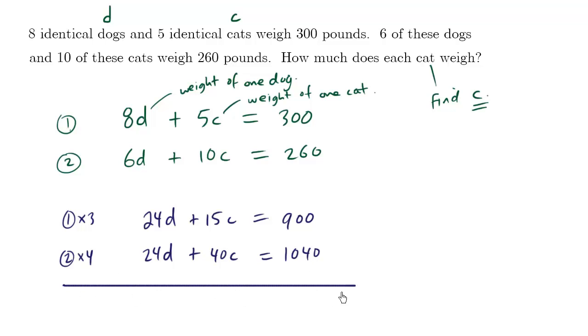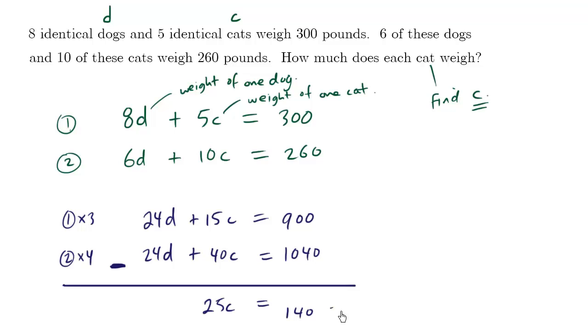And what we're going to do is subtract. It doesn't really matter if you subtract top minus bottom or bottom minus top. But I can see that if I do top minus bottom, I'm going to end up with negative values here. So I'm going to go bottom equation minus top equation. 24D minus 24D disappears, becomes 0, which I'm not going to bother writing. 40C minus 15C becomes 25C equals 1040 minus 900, which is 140.